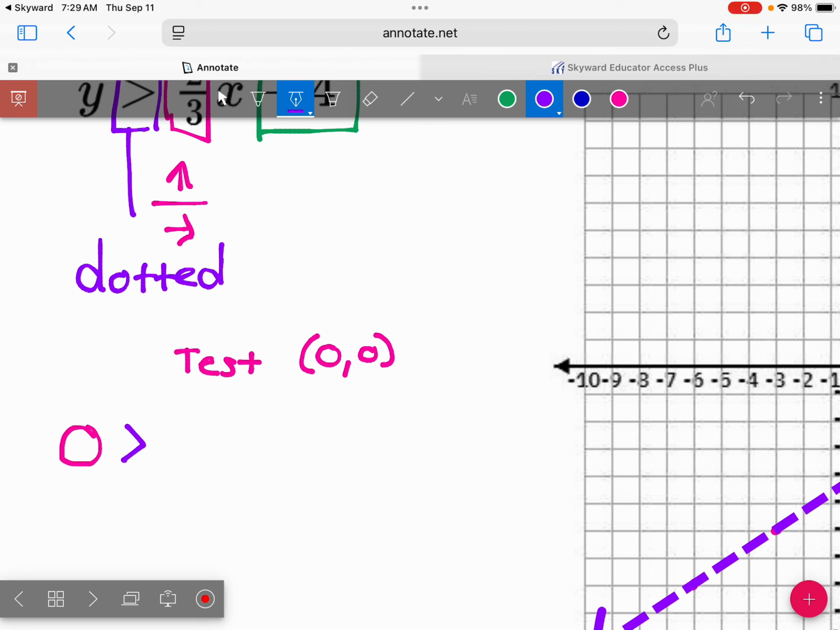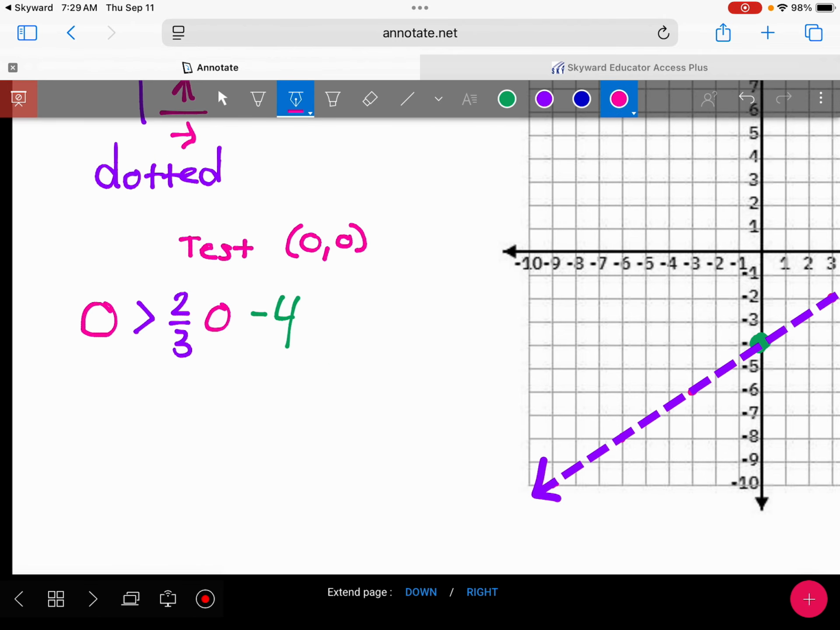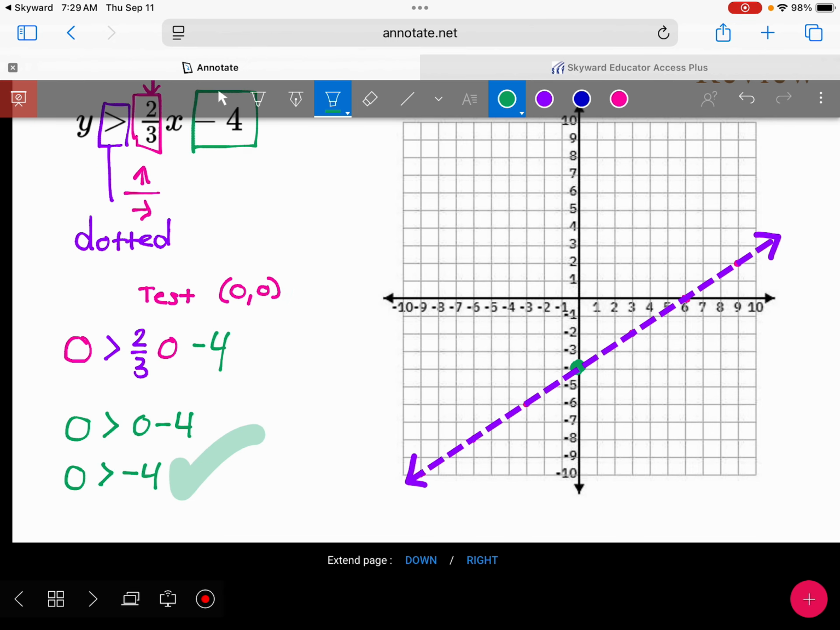We want to know if 0 times my 2/3 times 0 is in fact greater than. So 2/3 times 0 is just 0. So is 0 in fact greater than 0 minus 4? So is 0 greater than -4? Yup. So if you have slope-intercept forms, we can use the above-belows, but that's very, very specific. Test point works no matter what form we're in.